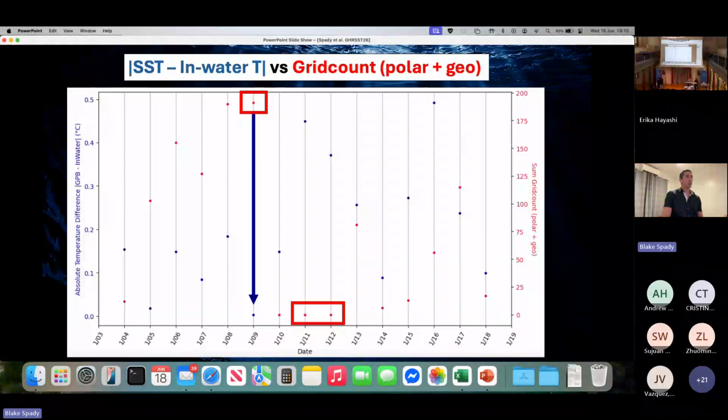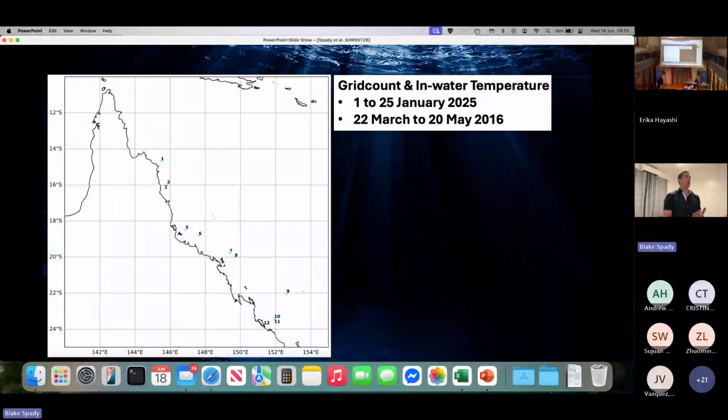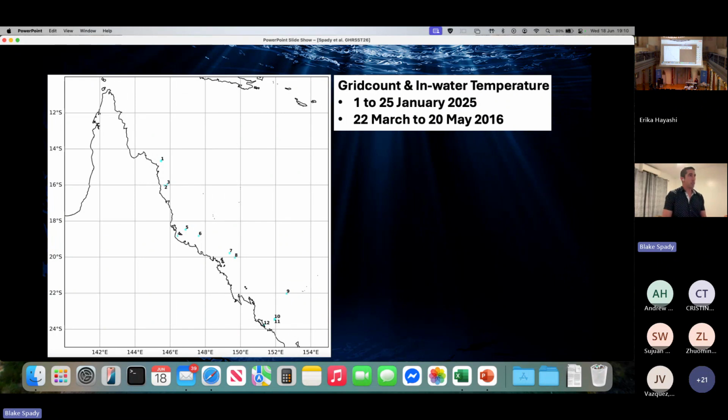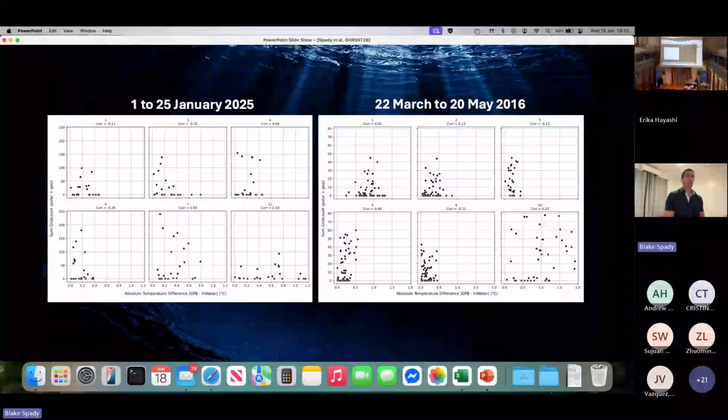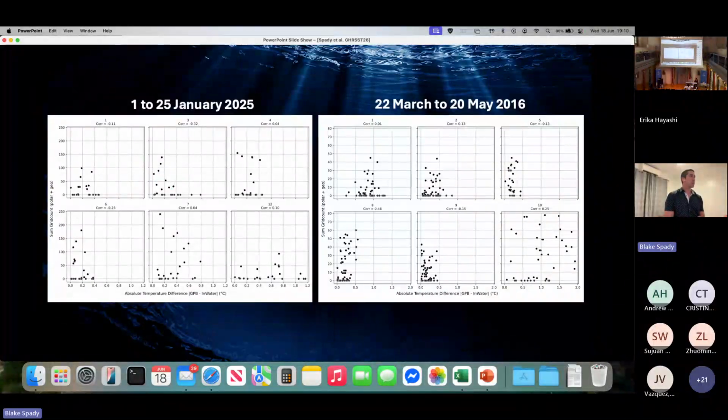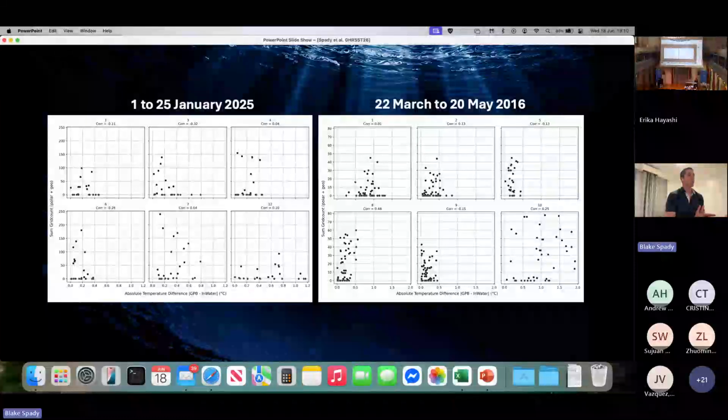And here we might expect, if the grid count is 0, that it would be very high. However, when we looked at this among 12 sites within the Great Barrier Reef off of Australia for some limited data periods so far, you guys might not be necessarily surprised, but maybe pleased to see that there was absolutely no correlation in any of these at all.